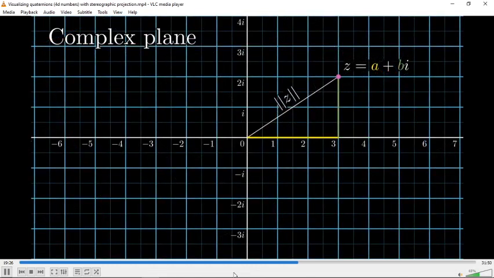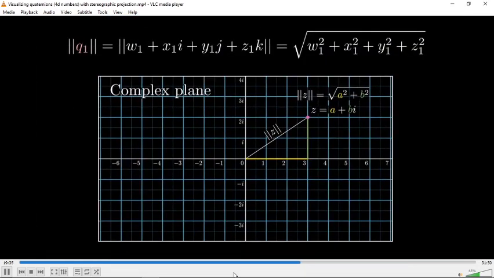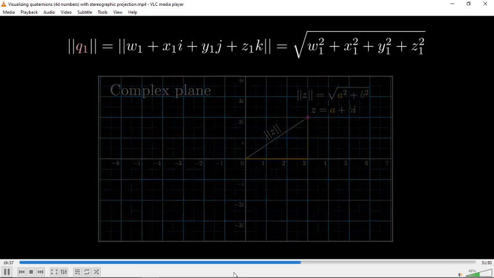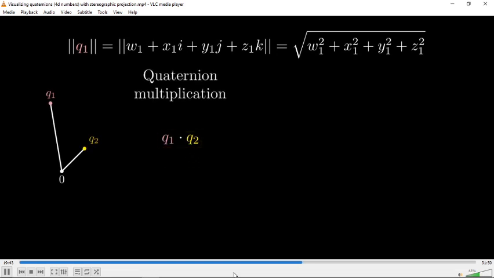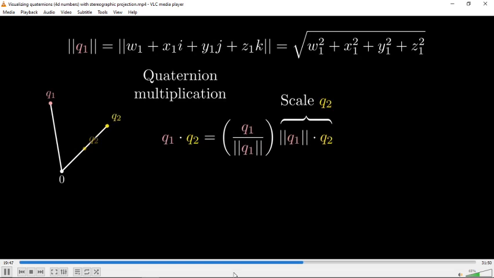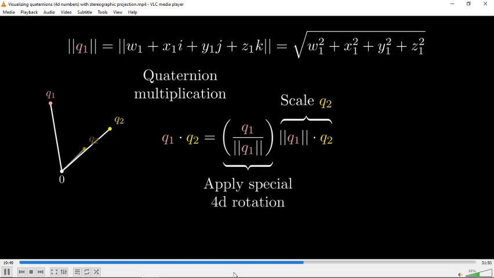And just as the magnitude of a complex number, its distance from 0, is the square root of the sum of the squares of its components, that same operation gives you the magnitude of a quaternion. And multiplying one quaternion, q1, by another, q2, has the effect of scaling q2 by the magnitude of q1, followed by a very special type of rotation in 4 dimensions.